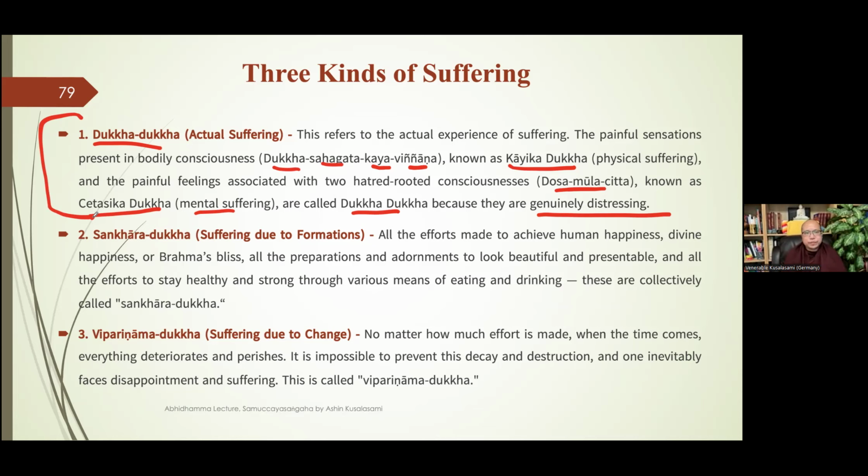Sankhara dukkha is suffering due to formations. This one is very helpful to understand our life too. Sankhara dukkha is all the efforts made to achieve human happiness, divine happiness, or Brahma's bliss. If you want to be reborn as a human being after this life, you try to accumulate a lot of good deeds. Trying to do good deeds is good, but from this perspective, it is sankhara dukkha. And if you want to be reborn as a divine being, you do a lot of good deeds, and that is also sankhara dukkha.